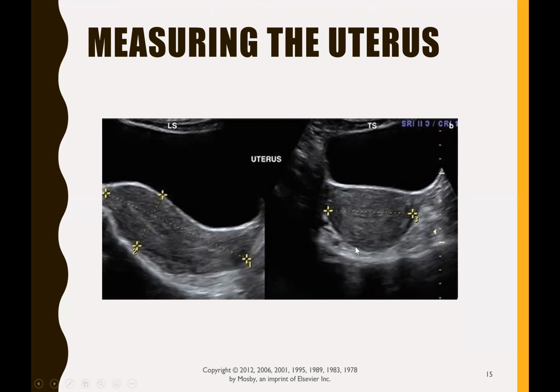When you turn transverse on the uterus, it's going to appear more circular because you're looking at it in a transverse view. So you're kind of cutting it through like a slice of bread. So you're going to measure from one side to the other, and that'll get your width.